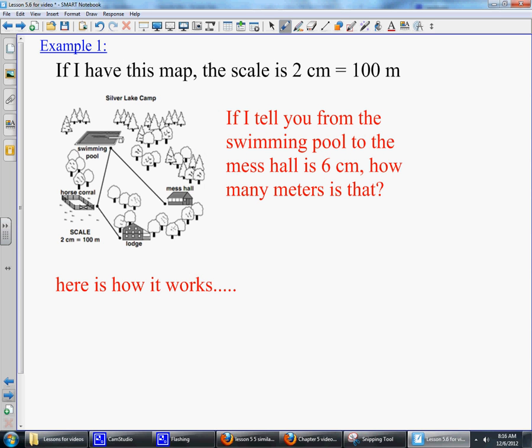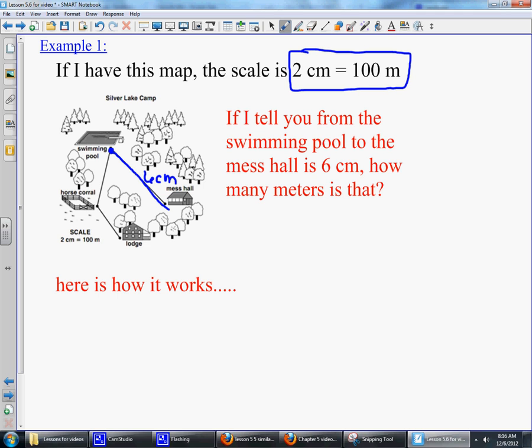So let's look at this example. If I have a map and the scale is 2 centimeters, which is the size of the map, to the actual, which is 100 meters. So we always need to know the scale. This is going to set up the first part of our proportion. So if I tell you that from the swimming pool to the mess hall is 6 centimeters, so that means this distance here is 6 centimeters. How many meters is that?